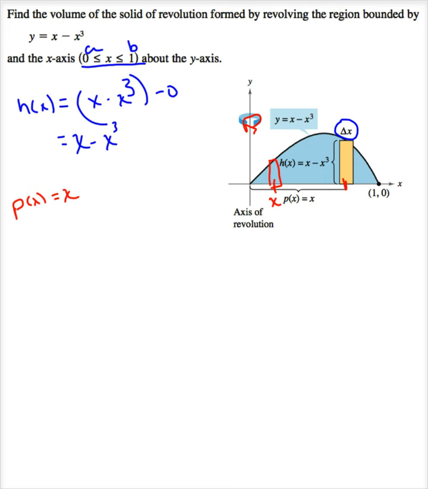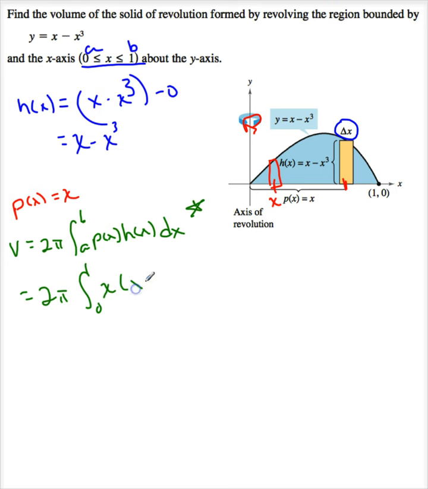All right, now we want to come back. Have I identified everything? Yeah, I'm going to have delta x, so I know the volume is, now the volume of a shell is 2 pi, the integral from a to b of p of x, h of x, dx. And yes, I want this formula right here every time. So this is 2 pi. I identified a and b as 0 to 1. P is just x. H is x minus x cubed, dx.